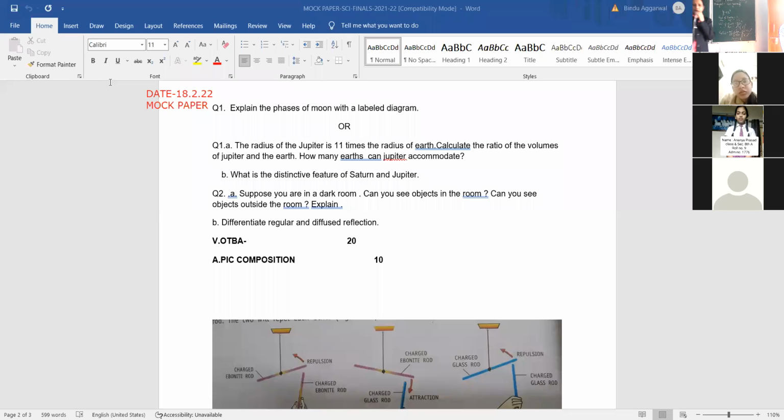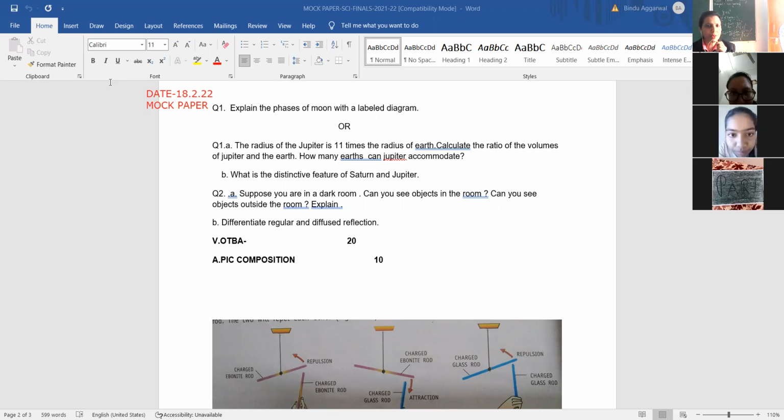रेशियो 1331 रेशियो 1. Is it clear? So if the question comes that how many, calculate the ratio of the volumes. I hope this answer is clear to you. And this is the answer of your back exercise. Question is in the back exercise.